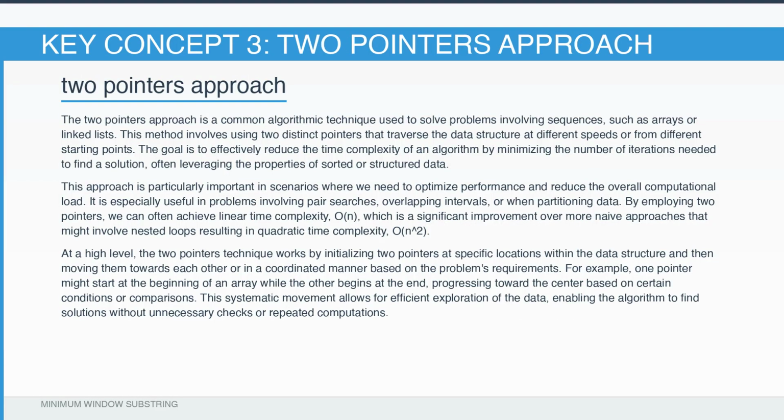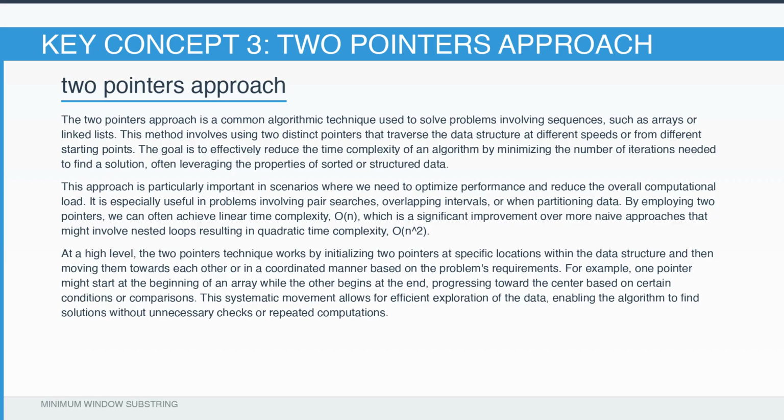The two pointers approach is a powerful algorithmic technique often used to tackle problems involving sequences, like arrays or linked lists. Imagine you have two people walking along a path. One starts at the beginning, while the other starts at the end. They move towards each other, adjusting their speed based on specific conditions they encounter. This is similar to how the two pointers technique works.